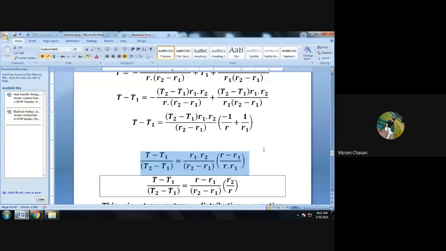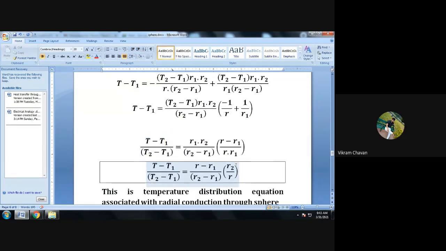If you rearrange this equation, here R1 is in the numerator and R1 is in the denominator, so R1 and R1 will be cancelled. We get T minus T1 divided by T2 minus T1 is equal to R minus R1 divided by R2 minus R1 multiplied by R2 divided by R. Remember this equation. Is there any doubt or question about whether you understood this equation derivation?